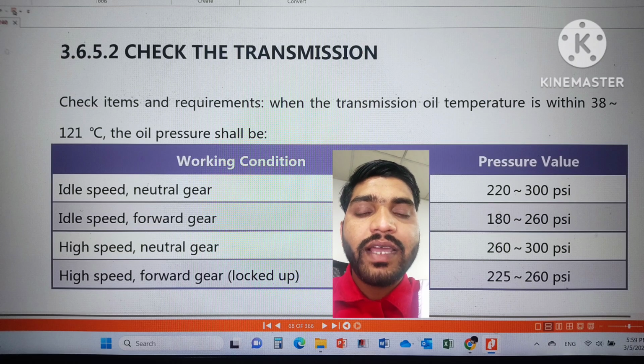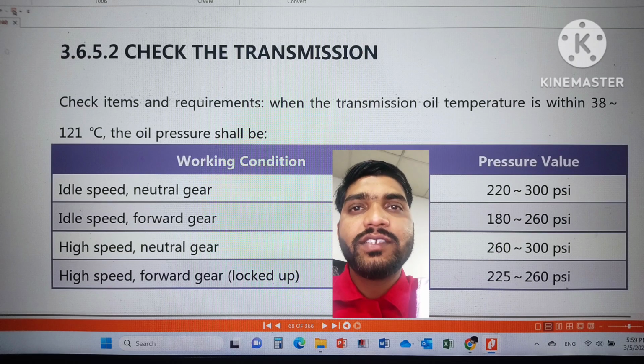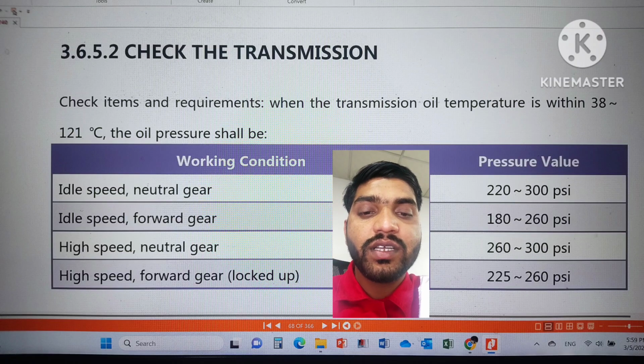At the same time, let's see the range of the transmission oil pressure for this transmission. It is from 180 to 300 psi. The minimum value is 180 and the maximum is 300, but the average value is approximately 200 to 240 for these fluid pumps. So the optimum value for the transmission oil pressure should be 200.